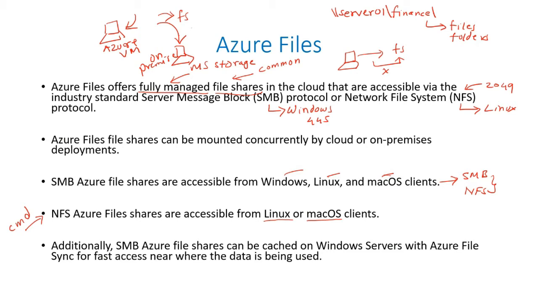Additionally, SMB Azure file shares can be cached on Windows servers with Azure File Sync for faster access. Azure File Sync is a different topic. We won't be covering Azure File Sync in this session. We'll have a different session for Azure File Sync.